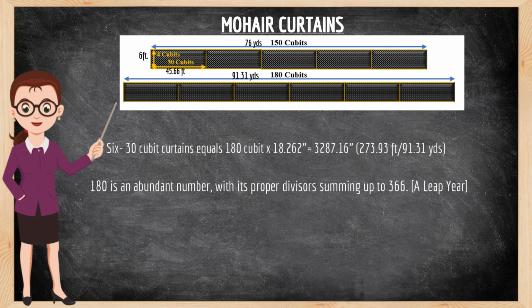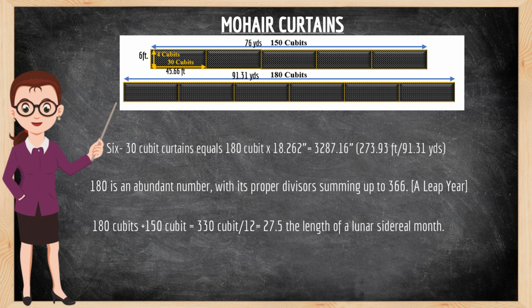cycle, which I had thought originally that the 5 and 6 curtains represented, the 2 counts of days after the 52nd Sabbath until the 4th day of creation, 5 days in a regular year and 6 days in the leap year. Interestingly, if we add the 180 cubits to the 150 cubits, so we're adding the 6 panels to the 5 panels, we have 330 cubits. Divided by 12 is 27.5, or the length of a lunar sidereal month.